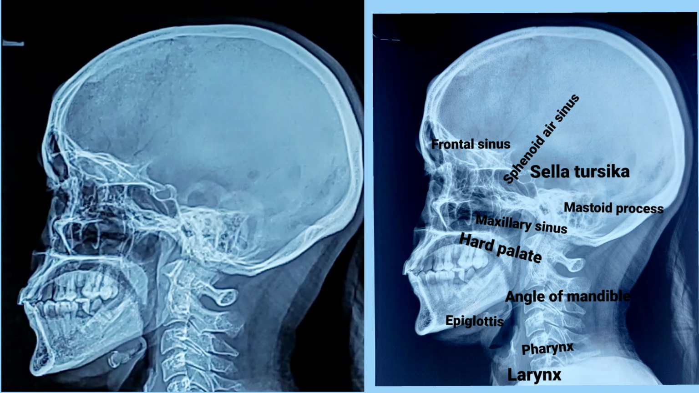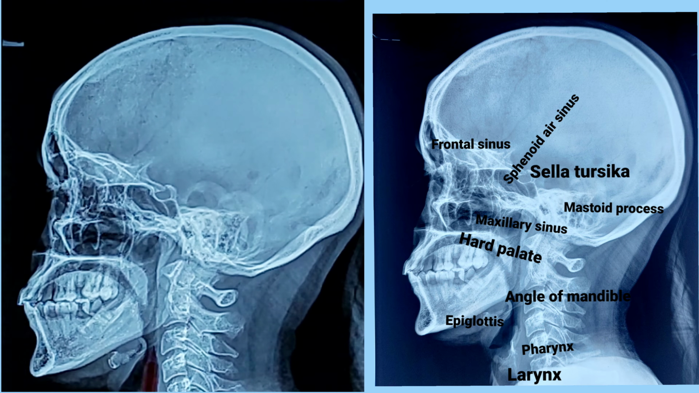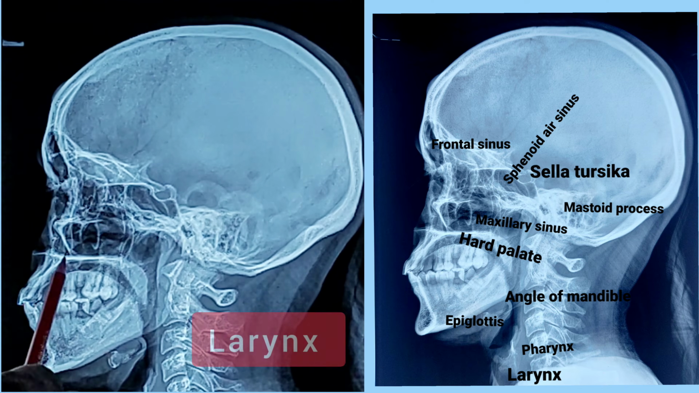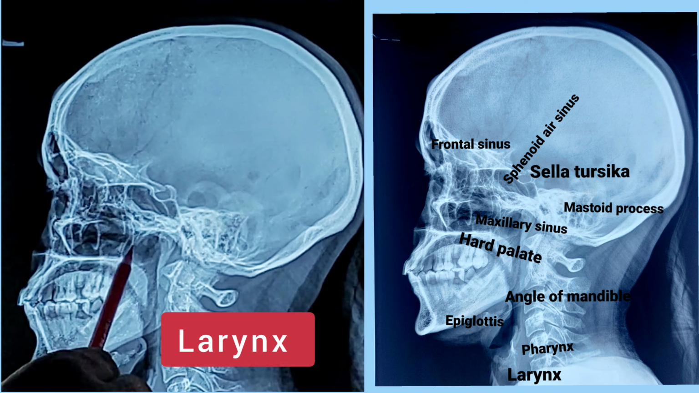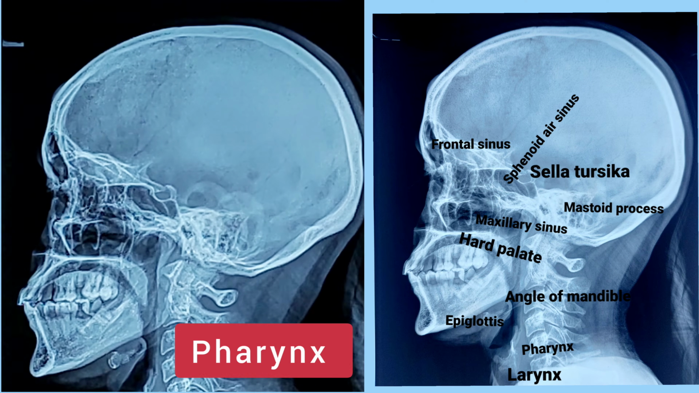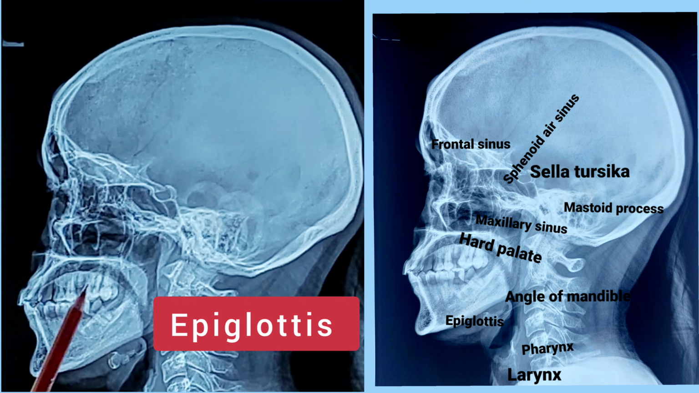Epiglottis is one of the cartilages of the larynx, and if you put this marking here, this is the laryngeal cavity. So this is the oral cavity, this is the nasal cavity coming in this way, then through this inlet it enters into the laryngeal cavity. So this is the larynx, and posterior to the larynx and in front of the vertebra, this is the position of the pharynx. So pharynx and larynx, and it is epiglottis.